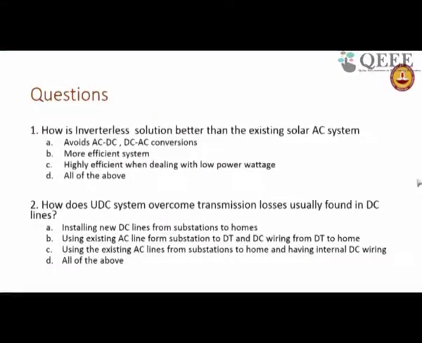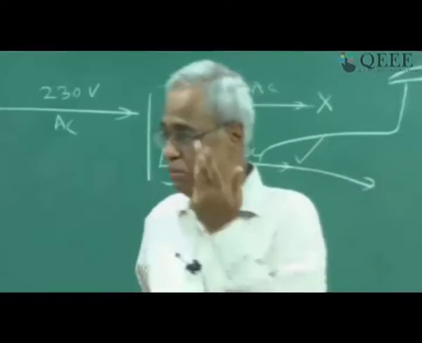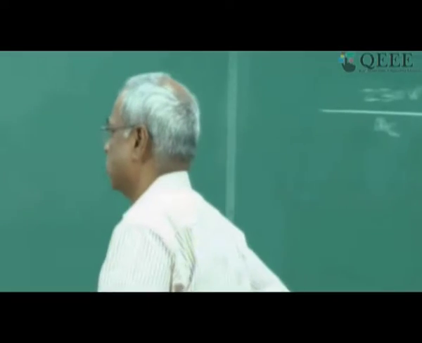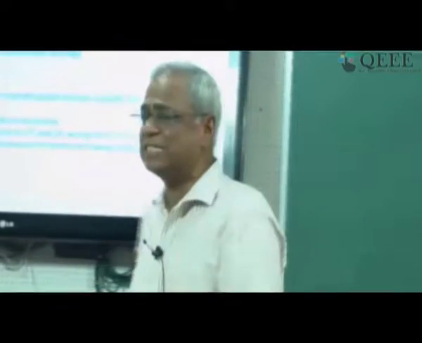How is an inverterless solution better than the existing solar AC system? A is avoids AC-DC or DC-AC conversion. B is it is a more energy efficient system. C is highly efficient when dealing with low power wattage. D is all of the above. Which is true? You can say whichever is true. It avoids AC-DC, DC-AC conversion.